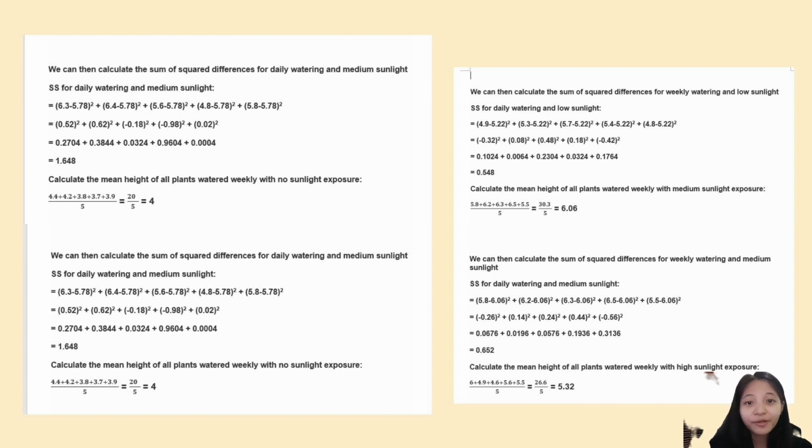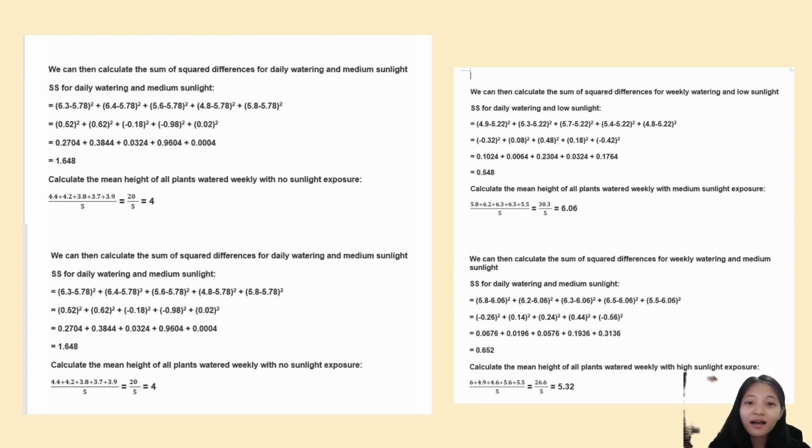So, given the mean, which is 4, we can then calculate the sum of square differences for factor B with no sunlight exposure. So, 4.4 minus 4 squared plus 4.2 minus 4 squared plus 3.8 minus 4 squared plus 3.7 minus 4 squared plus 3.9 minus 4 squared equals 0.4 squared plus 0.2 squared plus negative 0.2 squared plus negative 0.3 squared plus negative 0.1 squared equals 0.16 plus 0.04 plus 0.04 plus 0.09 plus 0.01 equals 0.34. So 0.34 is the sum of square differences for factor B with no sunlight exposure.